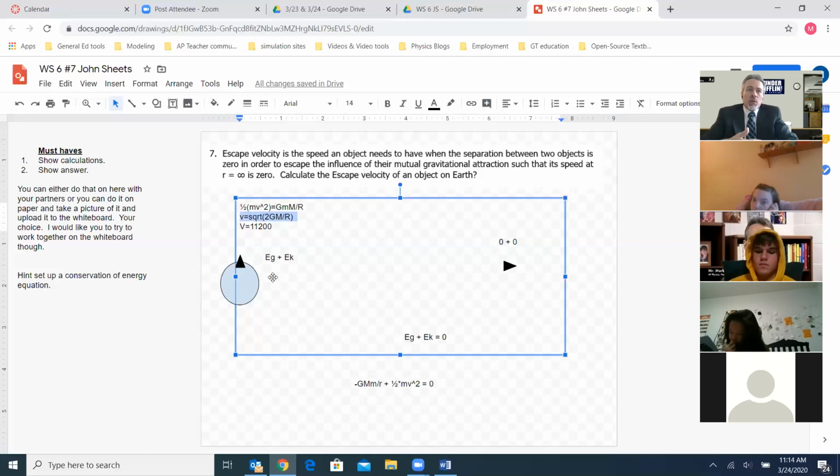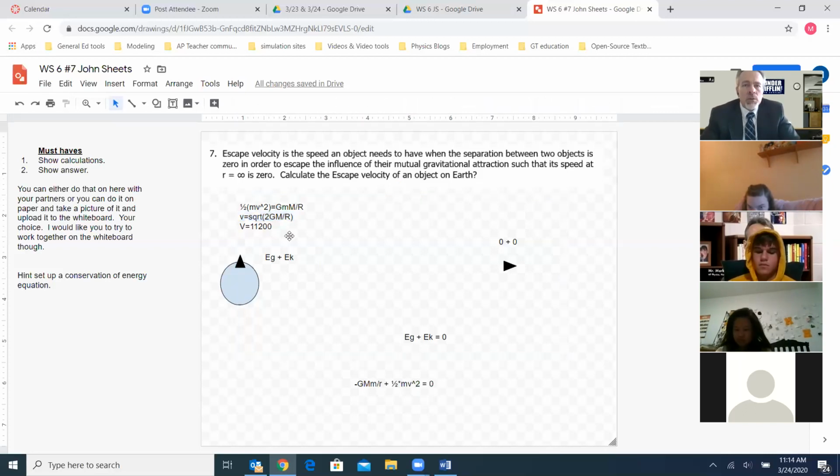If you wanted to figure out the escape velocity for our galaxy, you could plug in the mass of the Milky Way galaxy to figure out what speed we need in order to leave our galaxy to go to Andromeda galaxy or something. You could do it for anything. Okay, so thank you very much for that one, John.